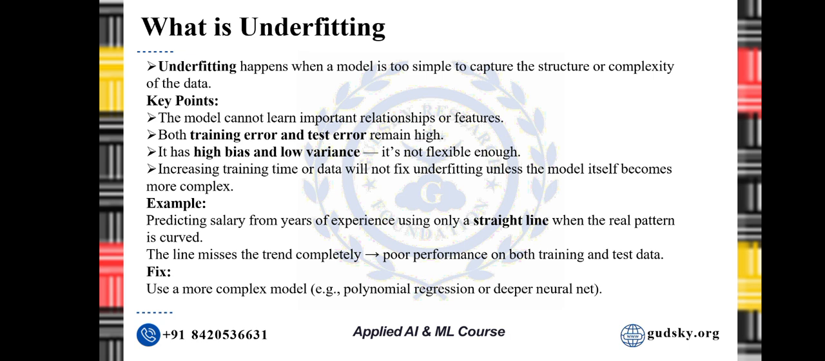Suppose you are trying to predict house prices, but your model only considers one feature, say the number of rooms. You are ignoring other important factors like location, age of the building, or size of the plot because your model is too basic. It can't learn important relationships. The result: both training and test errors are high. In other words, it fails to learn even the training data properly. It doesn't improve much with more data or training. It has high bias and low variance.